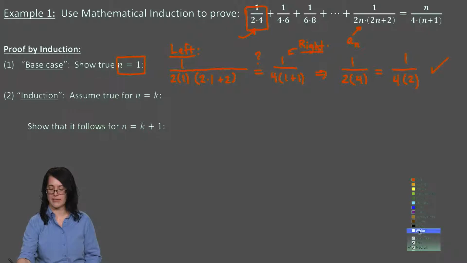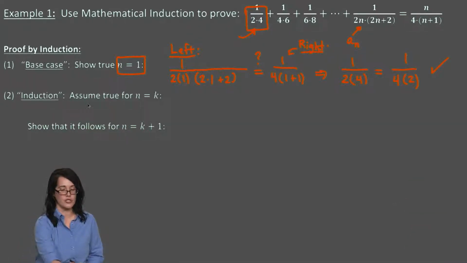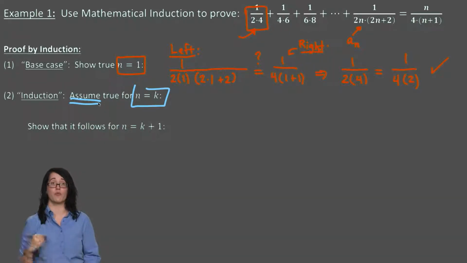Well, for the induction step, we first need to create our induction hypothesis. So the way we do that is to assume it's true. Notice we're assuming, we're not showing in this step, we're assuming. Assume it's true for the first k terms. Now, k is just a constant. It could be 10, it could be 100. We're going to keep it generalized, though. We're not going to actually pick a number.